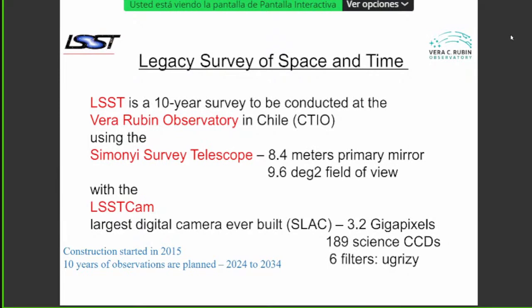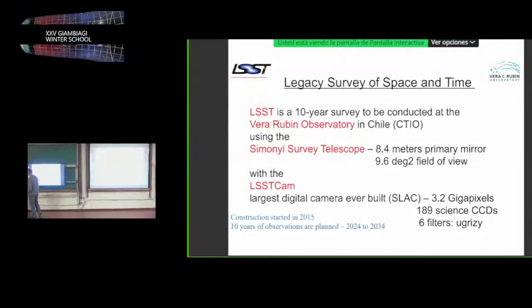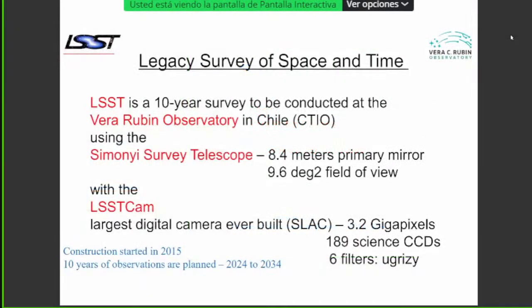Now, just a couple of slides about the next kid on the block, the Legacy Survey of Space and Time. It's a 10-year survey that will start next year. It will be conducted at the Vera Rubin Observatory. Actually the name was given a couple of years ago. It was very appropriate to pay tribute to this great astronomer, Vera Rubin, whom you probably heard about in Mustafa's talk, who had a very important role in finding evidence for dark matter from rotation curves. So it's called the Vera Rubin Observatory.